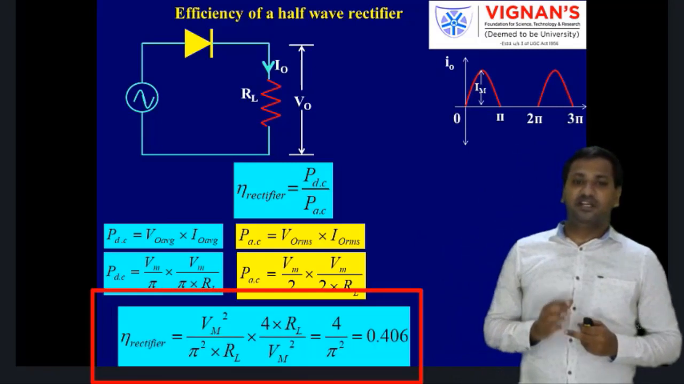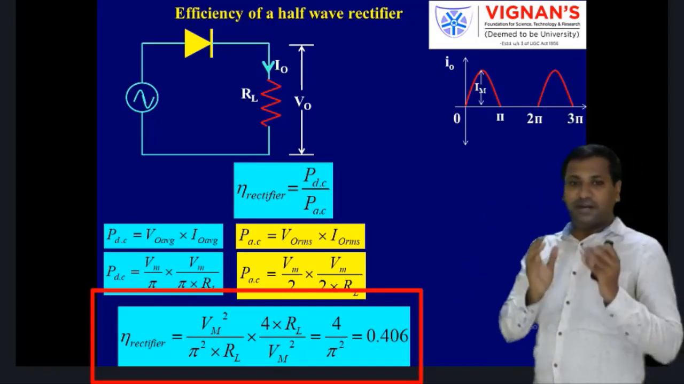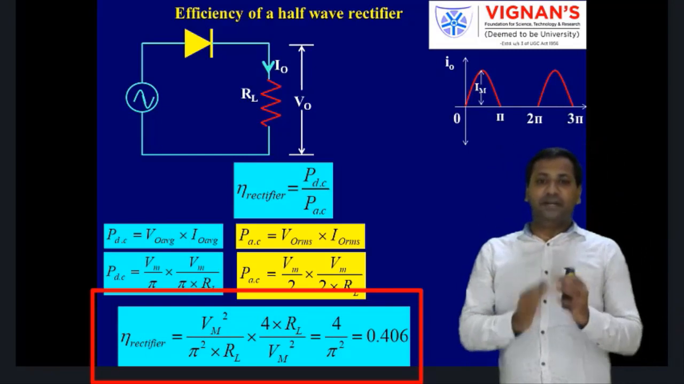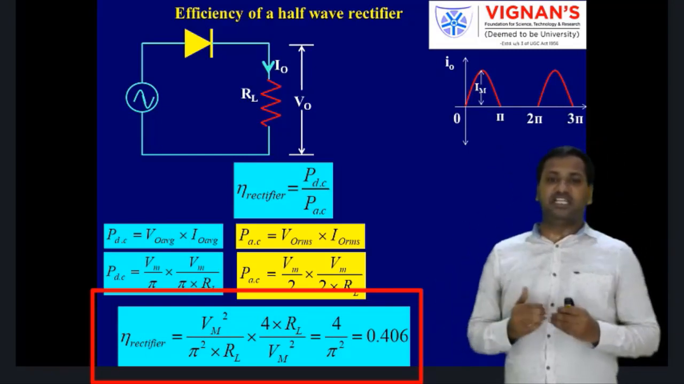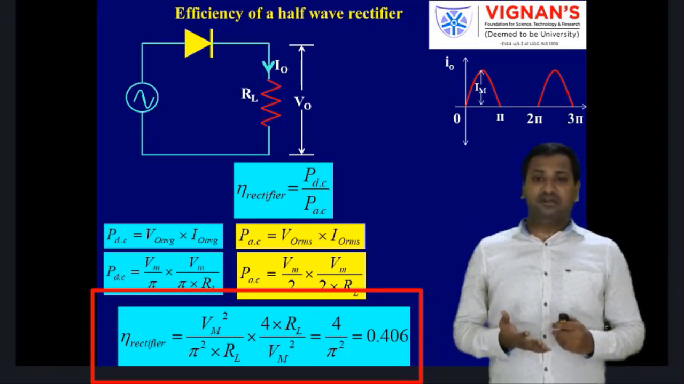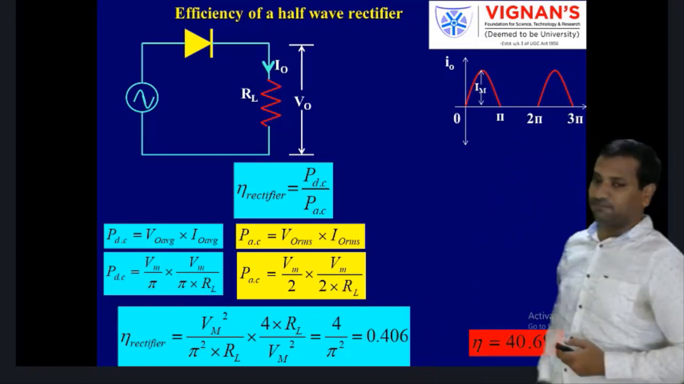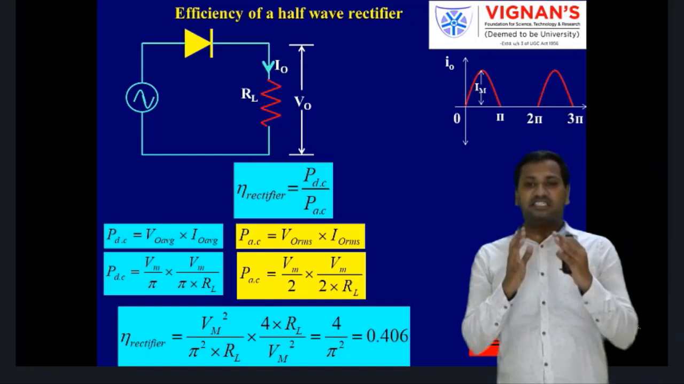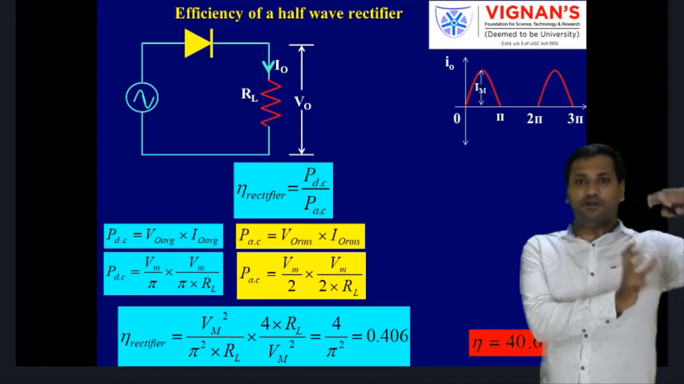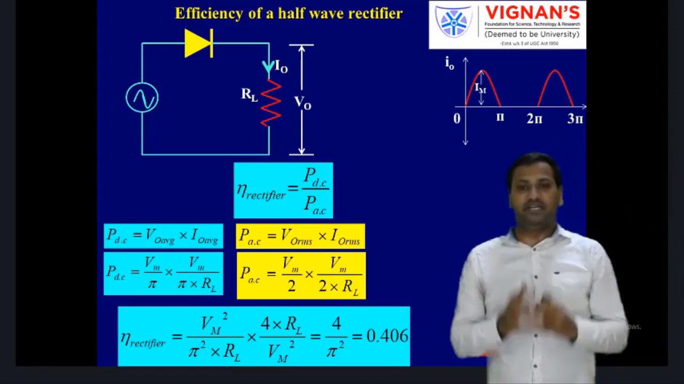So that becomes Vm square by pi square RL, multiplied by 4 upon Vm square into RL. That brings a value of 4 upon pi square, which is nothing but 0.406. In terms of efficiency percentage, it is around 40.6%. Comparatively, it is a low efficiency because of the rectification of only the positive half cycle. During the negative half cycle, no rectification happens; the output becomes zero.